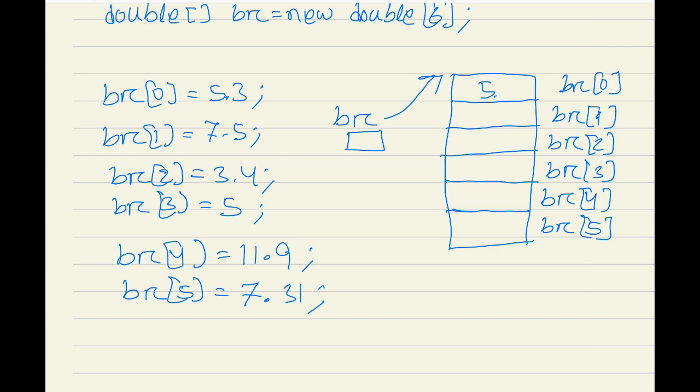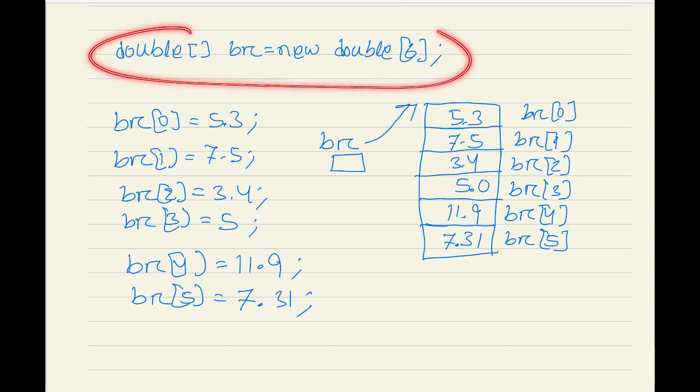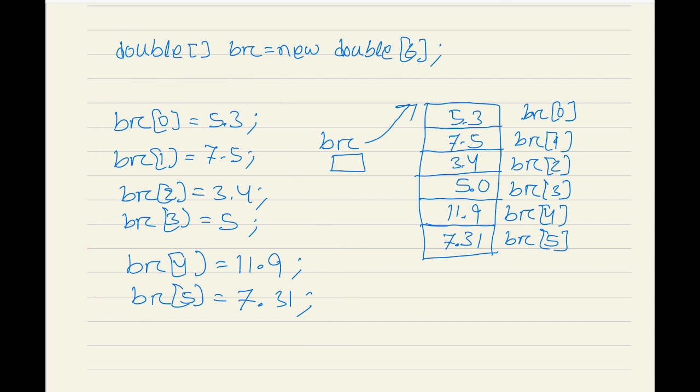So here it is 5.3, 7.5, 3.4, 5.0, 11.9, then 7.31, like this. Okay. So we have already discussed how to declare an array, create an array and initialize the array. So here in one statement we are declaring and creating the array, and using this we are initializing the array.